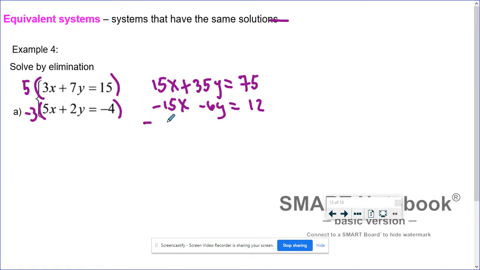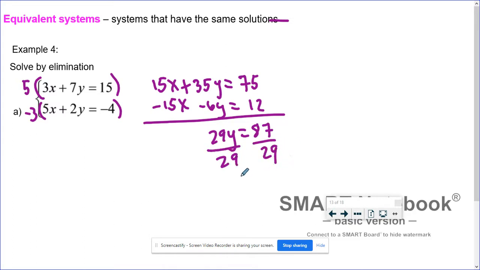So now I can just add the two equations together. The x's eliminate. 35y plus -6y is 29y. 75 plus 12 is 87. Now I'm just going to divide both sides by 29, and I get y is equal to 3.